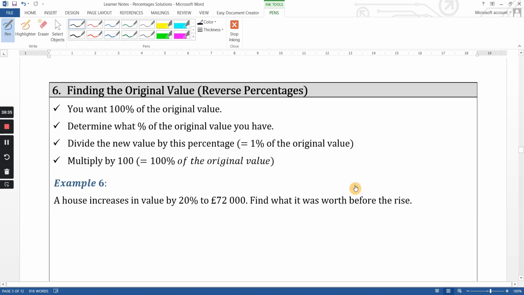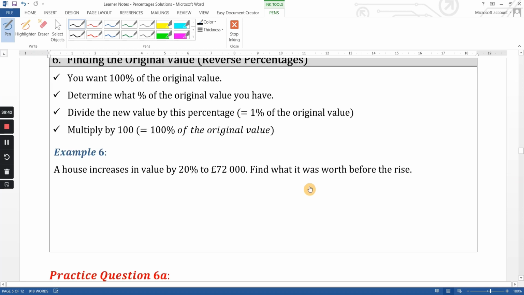This seems a bit confusing at first, but if you follow these steps, and I'll show you why in a minute, it does actually work every single time. Let's have a look at this example. A house increases in value by 20% to £72,000. Find what it was worth before the rise. They're asking what is the original value before it increased to £72,000. We have to work backwards, kind of, if you imagine.